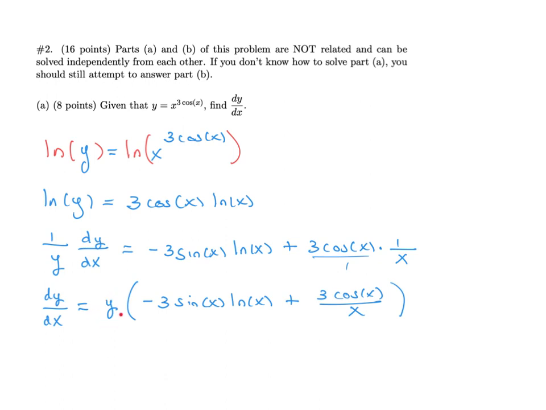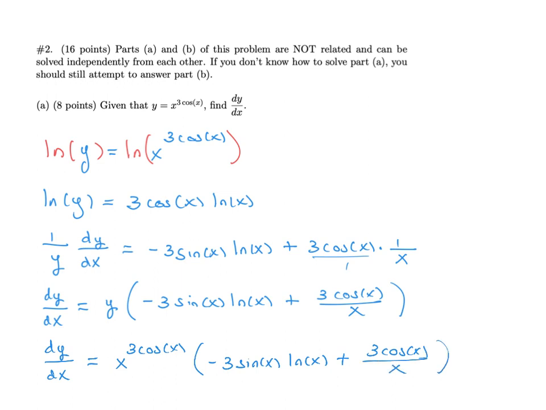But this is y, and I think we can express this in terms of x. This relationship is always true, so I'm going to replace y with x to the 3 cosine x. So the final answer, dy/dx, is equal to x to the 3 cosine x, all times minus 3 sine x natural log x plus 3 cosine x all over x, and this is the answer.